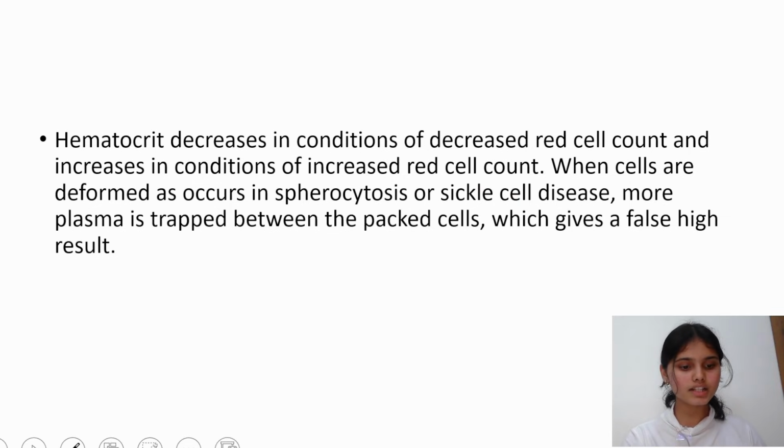Obviously, when the cells are deformed, as occurs in spherocytosis, mainly because of a defect in membrane proteins such as ankyrin and spectrin, or in sickle cell disease, more plasma is trapped between the packed cells, which gives a false high result. So when patients have spherocytosis or sickle cell disease, you should know that they are going to have a very high PCV because the plasma is stuck between the erythrocytes that have sedimented at the bottom.